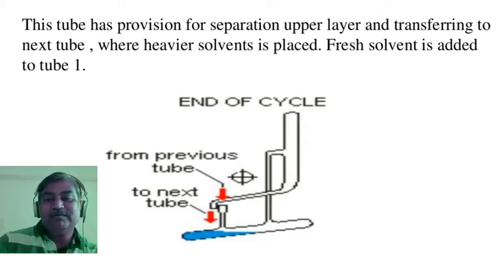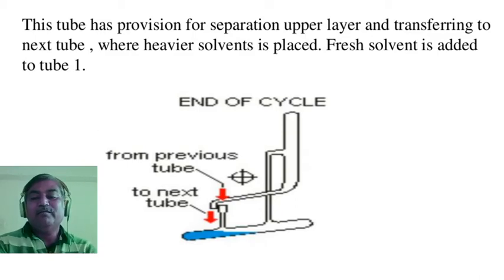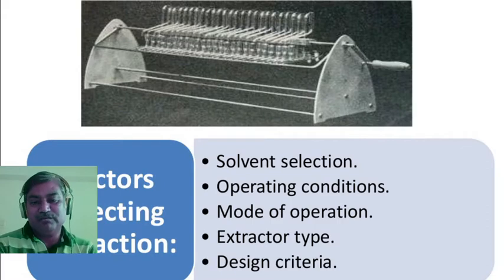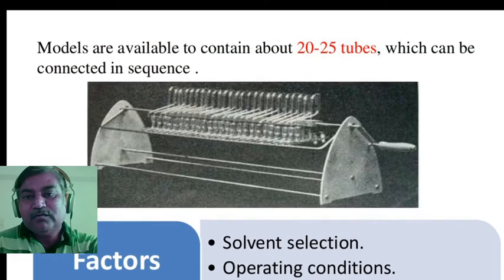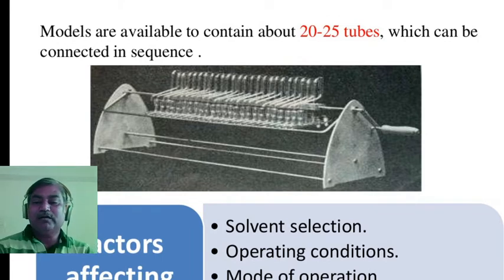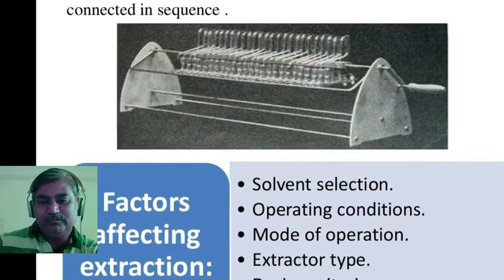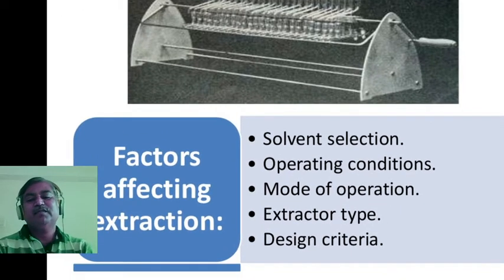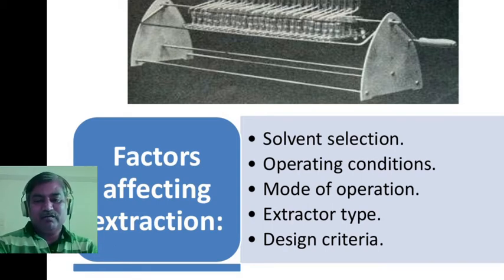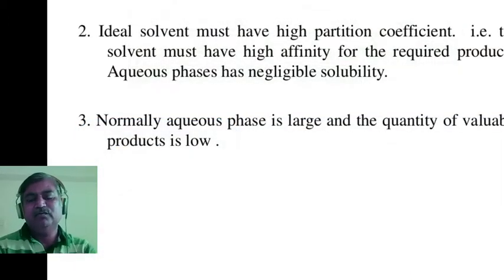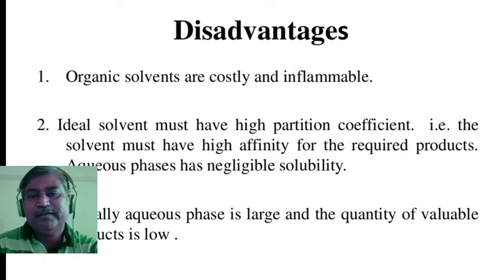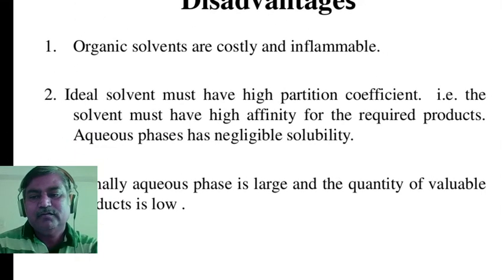So the mobile phase is continuously added to this first tube, and we get separation of the system. How does it work? A number of such tubes are connected, and they are tilted by 90 degrees and back to the original position. So what are the factors affecting this method? This method is affected by solvent selection, operating conditions, mode of operation, extractor type, and design criteria. So this is the solvent extraction method. Is it right? Okay, very good.